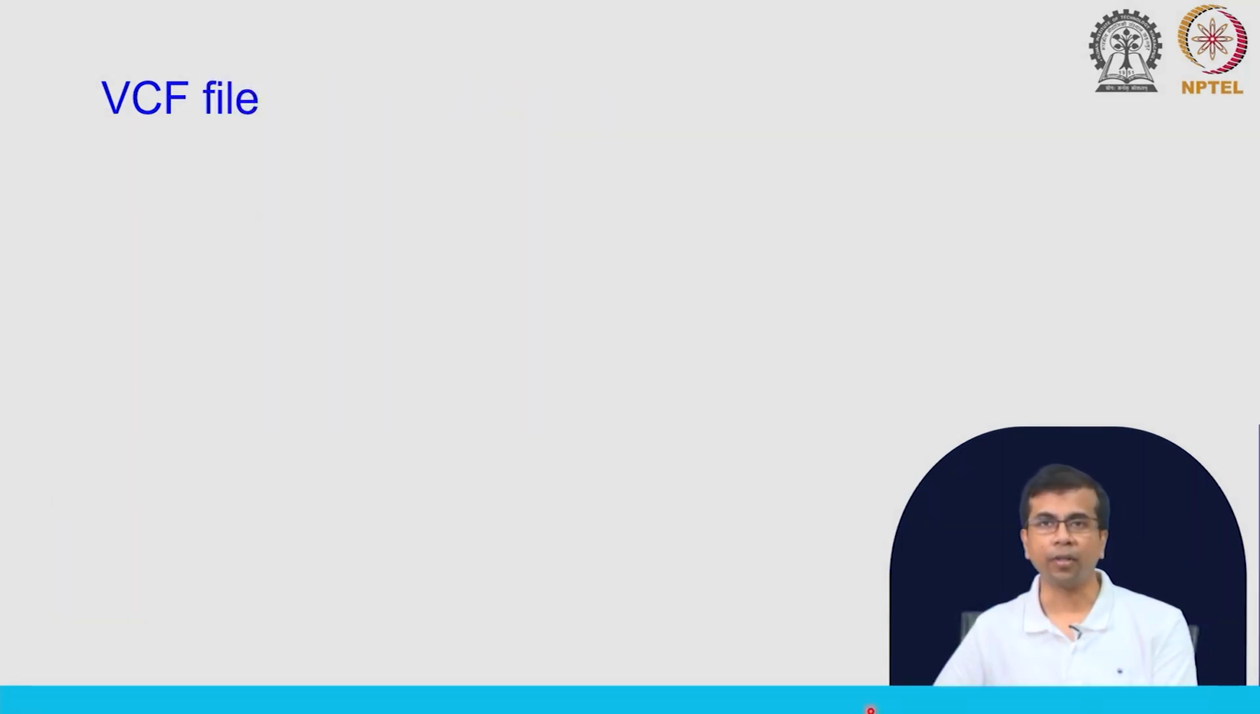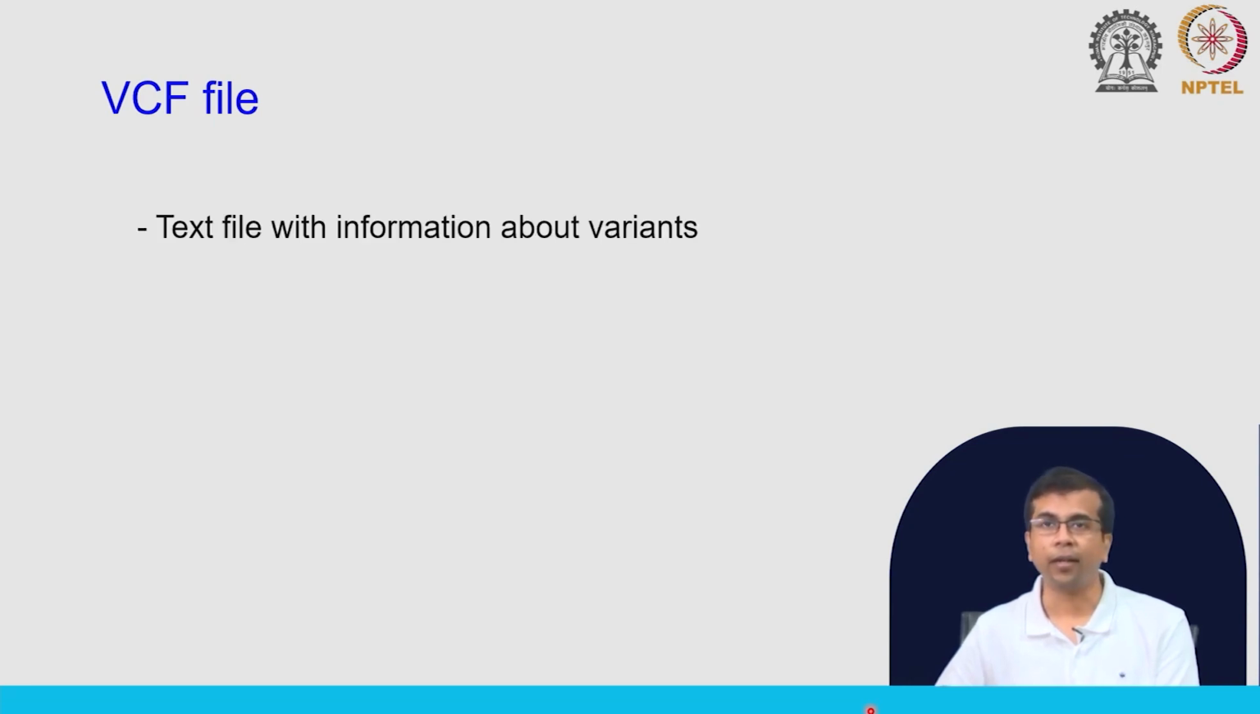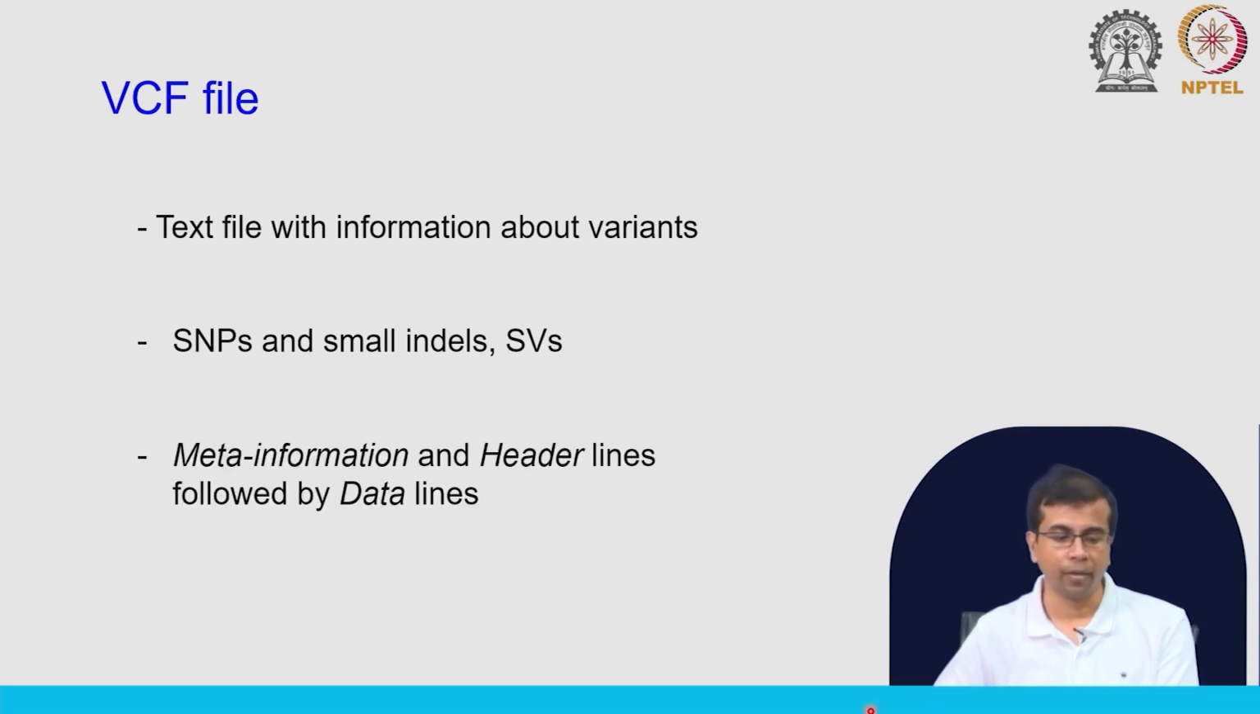So, let us now talk about the VCF files and its contents, so that we can read and understand what we have in there. This is important for the subsequent analysis. A VCF file is a text file which contains information about variants, and it has SNPs, small indels and SVs. Depending on the analysis and the sample you are working with, you will have different types of information. It will contain 3 parts mostly: the meta information lines, one header line, and then the data lines.